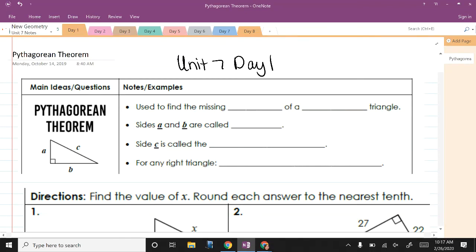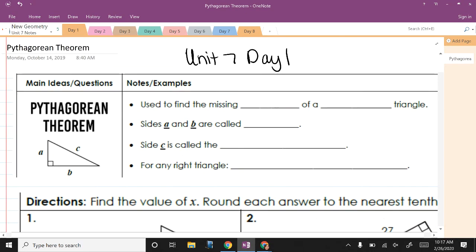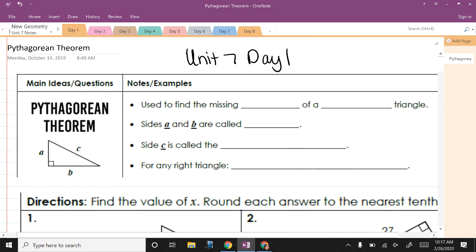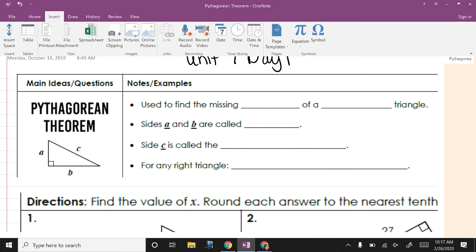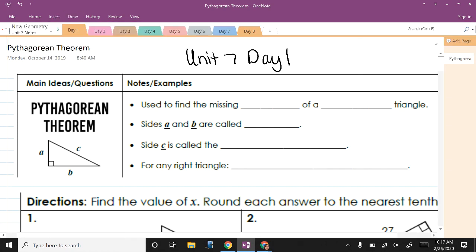To talk about the Pythagorean theorem. This will start our unit on trigonometry. Trigonometry basically is just finding angles and side measures of triangles. So that's what trigonometry basically is, finding missing angles and sides of triangles. And we're going to start trigonometry by talking about the Pythagorean theorem.